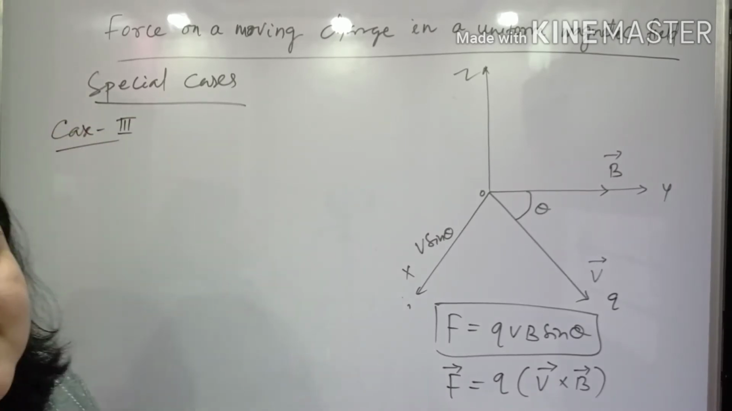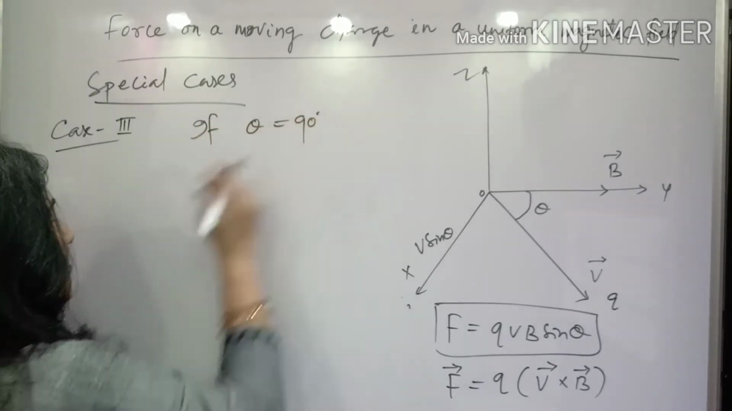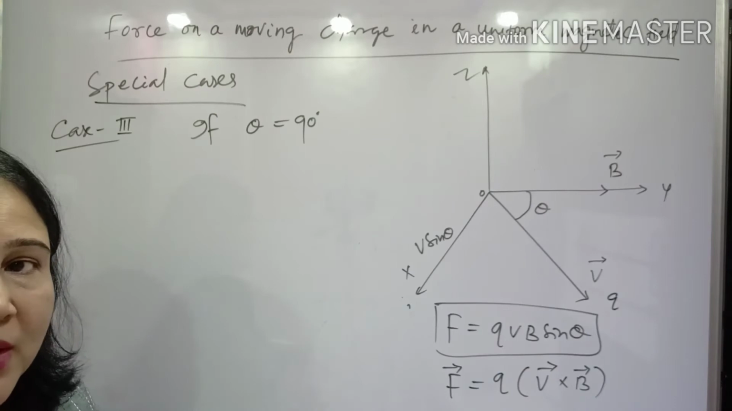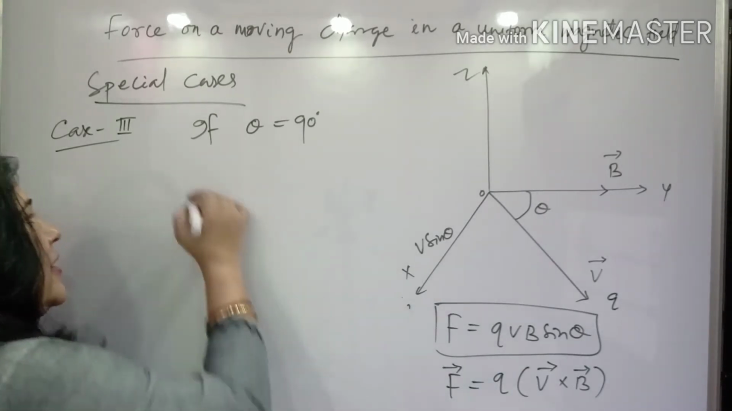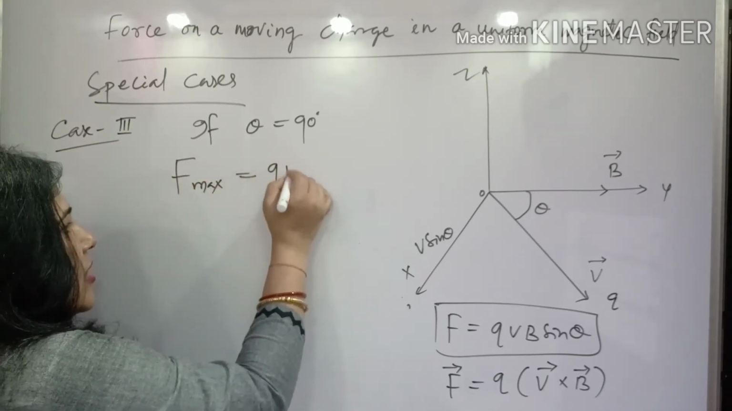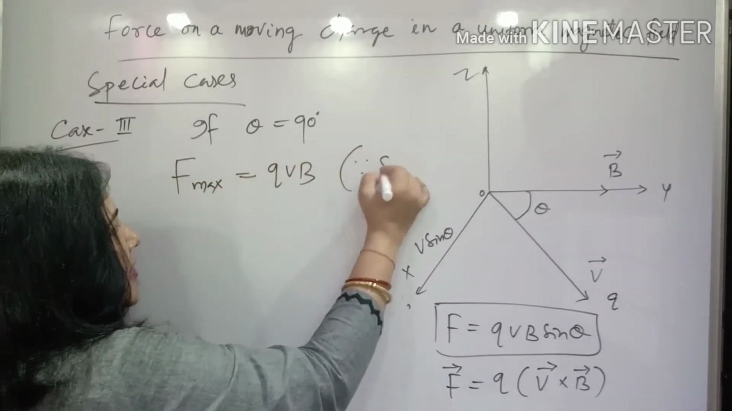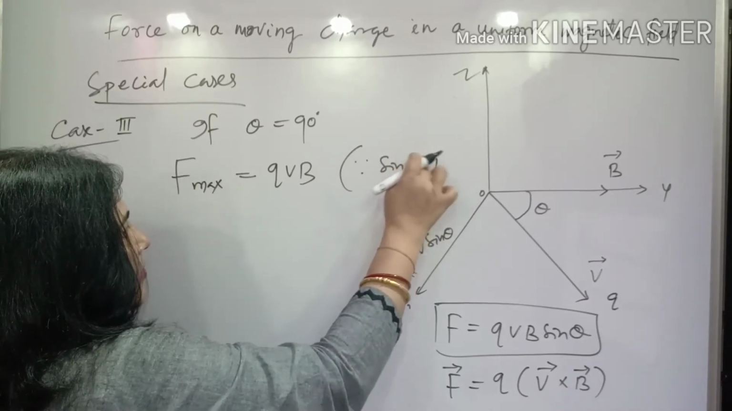Now the third case, if theta equals 90 degrees. What is sine 90? Sine 90 equals 1. So in that case, F will have its maximum value, that equals QVB. Because here sine 90 equals 1.